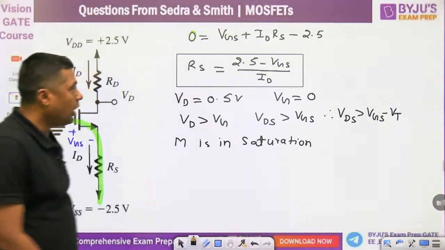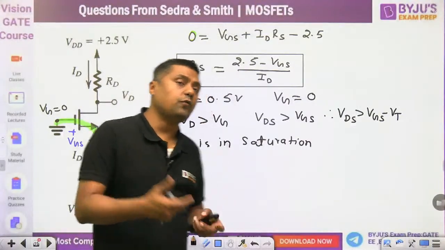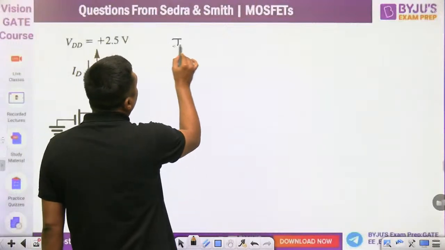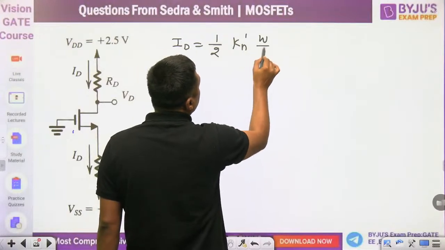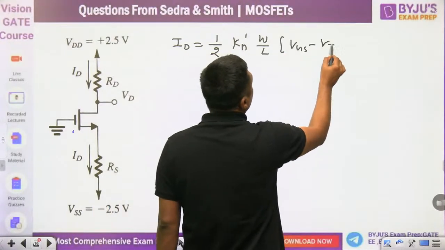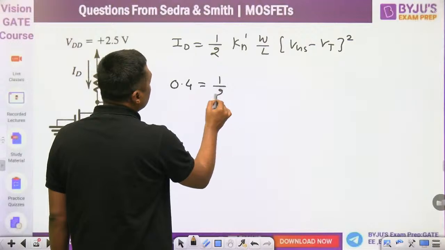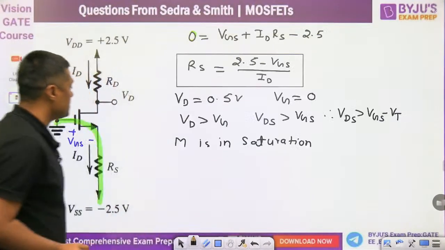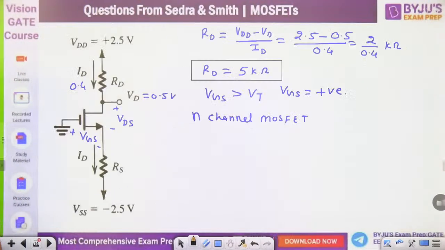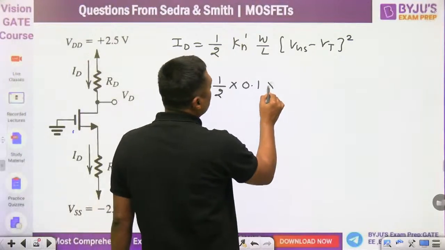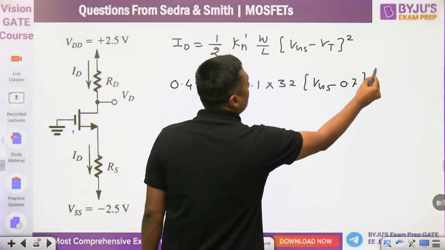MOSFET is in saturation. Why is it needed? Because for current, you have to use the formula for triode or saturation. Now we can use the formula for saturation. So what is the ID? ID is given by 1 by 2 K n prime, that is mu n Cox, W by L, VGS minus VT the whole square. From where can you find VGS? So ID is given as 0.4 milliampere. 1 by 2 K n prime, already we have converted into milliampere. K n prime is 0.1 milliampere per volt squared. W by L is given as 32. You can put the W by L 32. And this is VGS minus 0.7. VT is given as 0.7, the whole square.